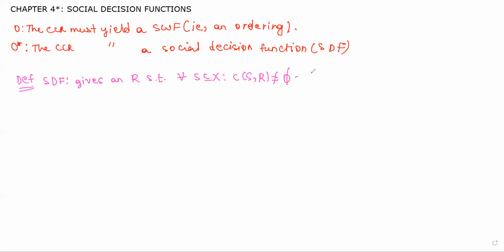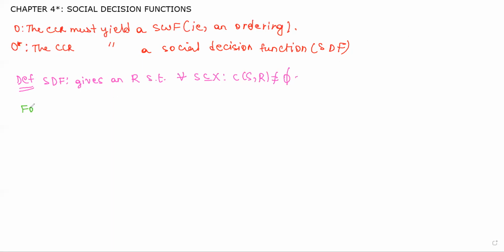It's essentially, if I give you any subset of the set of social states, there should be at least one best element. So this is called a social decision function, because essentially you're being able to decide from every set which is the best element, or the choice element, whatever. So this is a social decision function.